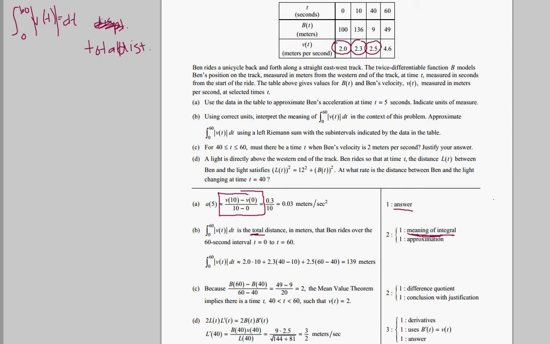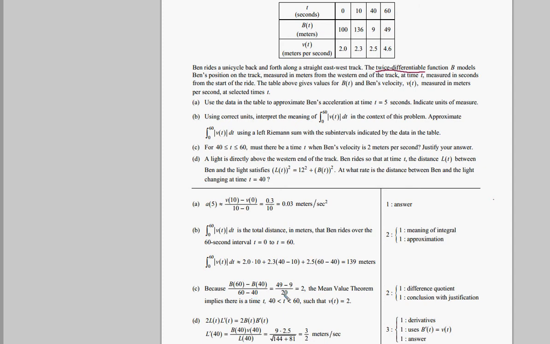Part C here says, over 40 to 60, must there be a time when his velocity is equal to 2? I know that equal to 2 thing seems kind of odd, like it seems random. Why are they throwing that in there? Think mean value theorem, everybody, okay? Remember, if you have a twice differentiable function, meaning it's continuous and differentiable, then there's going to be some place within that span of time where your instantaneous rate of change is equal to the average rate of change.